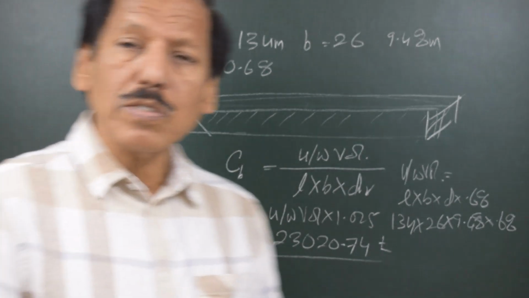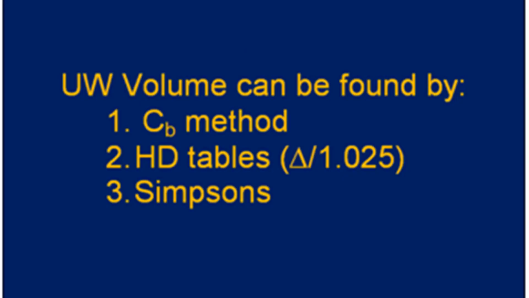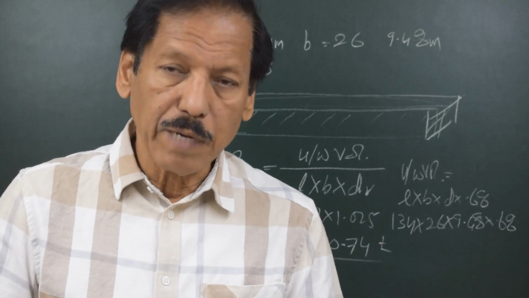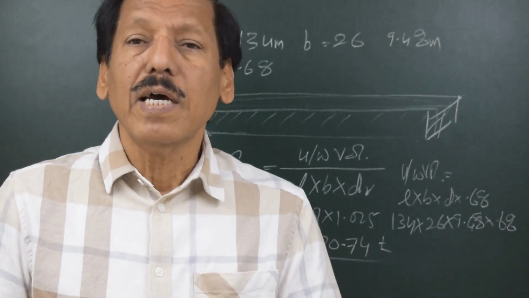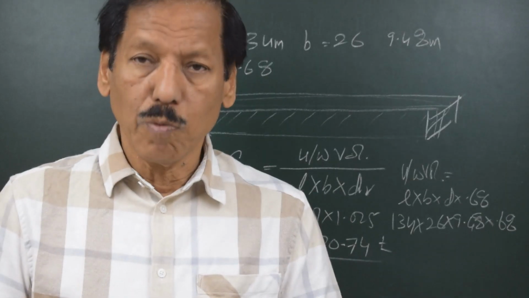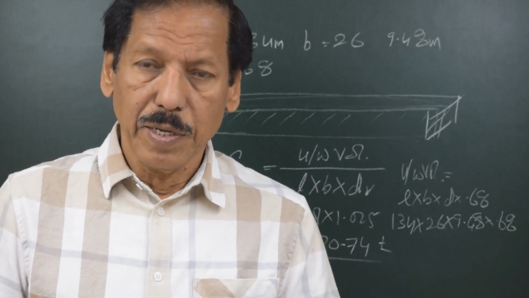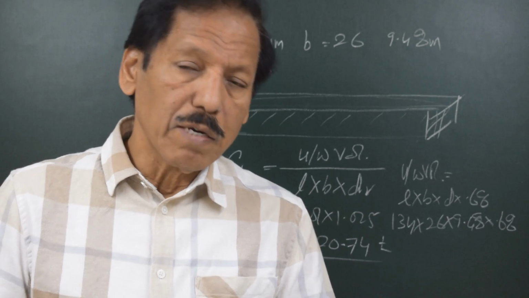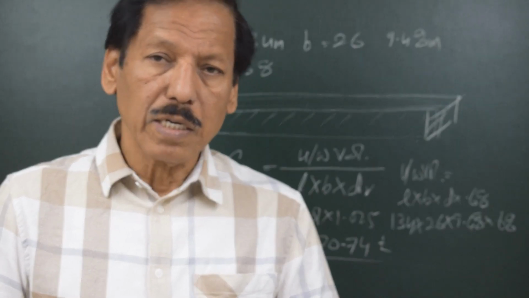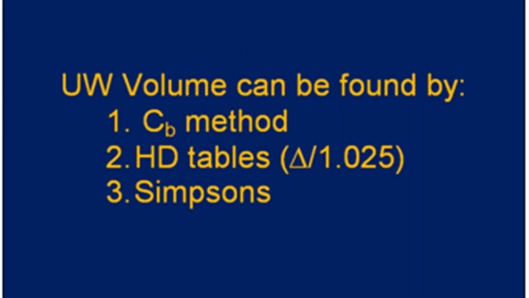Another one, which is the most practical one, is to look at the displacement from the hydrostatic tables for a draft, and then displacement divided by 1.025 will give you underwater volume at that draft. But there are one or two other ways also to find out the underwater volume. We will discuss them right now.